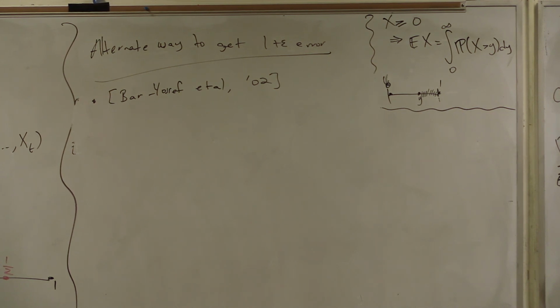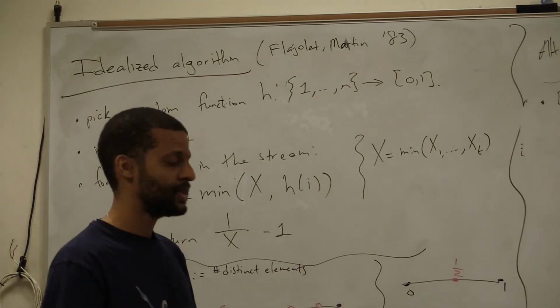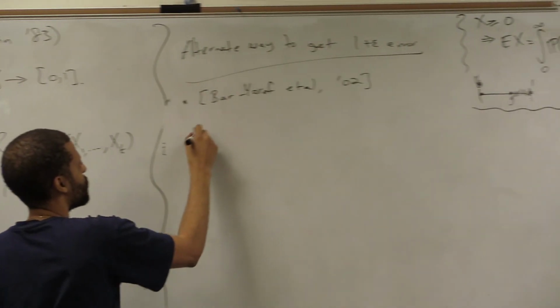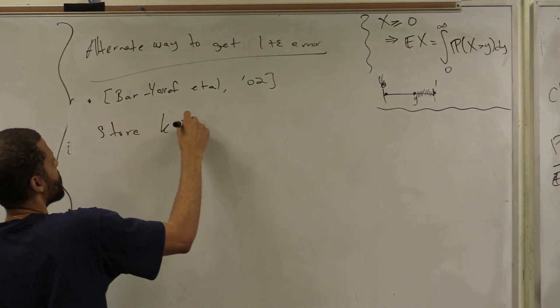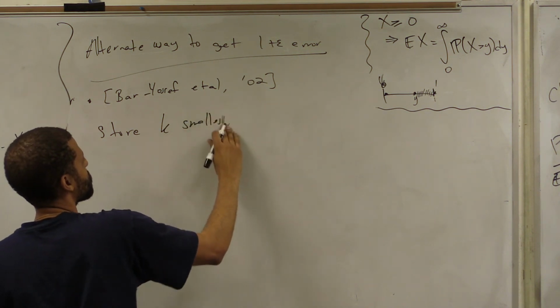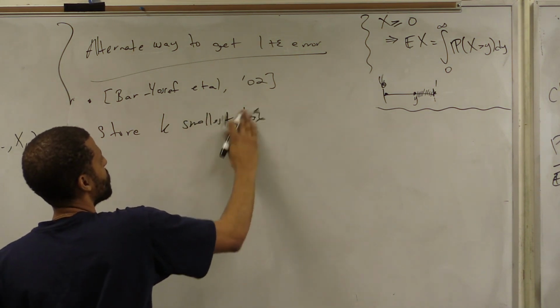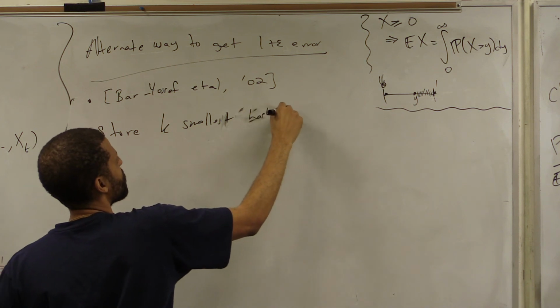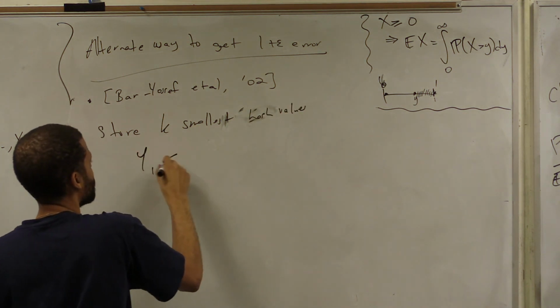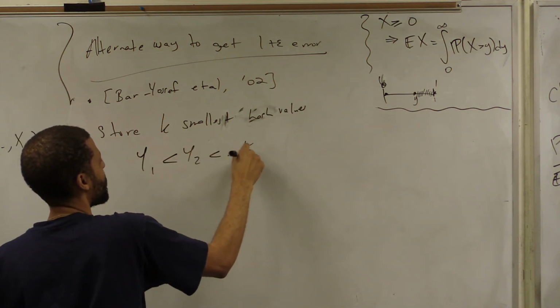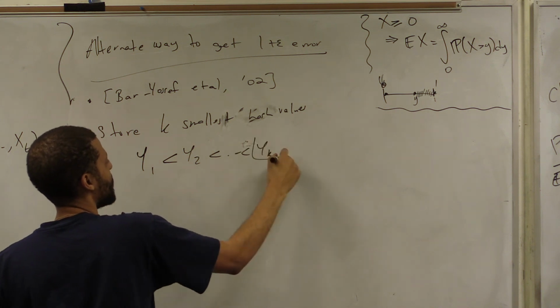But let's try to store the kth, not just the smallest, but let's try to store the kth smallest hash value. So that's going to use k memory. So store the k smallest hash values. Call them like y1 is less than y2 is less than yk. So this is the kth smallest hash value.